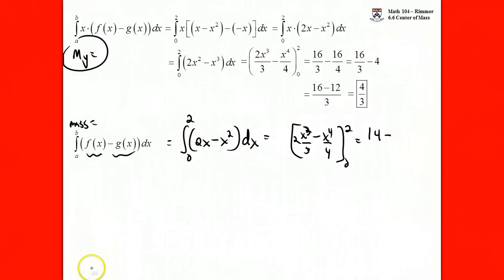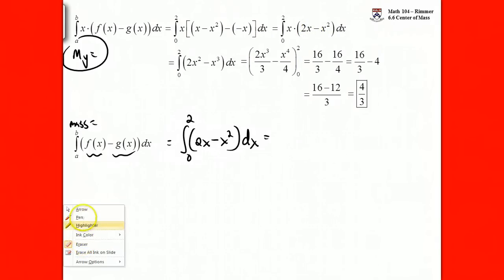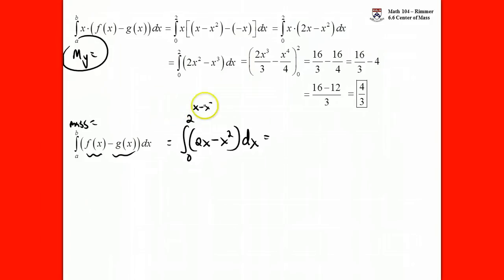F minus g is 2x minus x squared. Sorry about that. Slow down. F minus g is the 2x minus x squared. Okay, right. It's x minus x squared plus x minus a negative x if you want. It's this guy here. So when we integrate, we get x squared minus x cubed over 3.